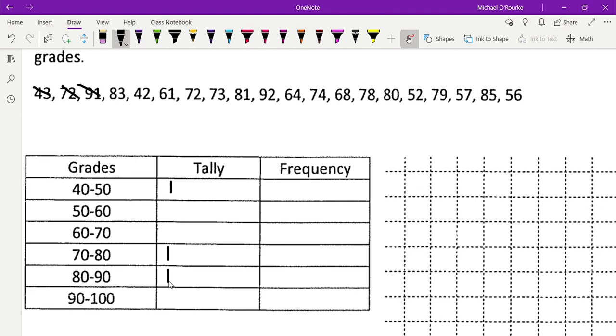91, oops, oh my god, I made a mistake already. Do you want me to keep going? You have to do a frequency for a histogram, okay? Because with a histogram we're dealing with how many are between 40 and 50, how many are between 50 and 60.